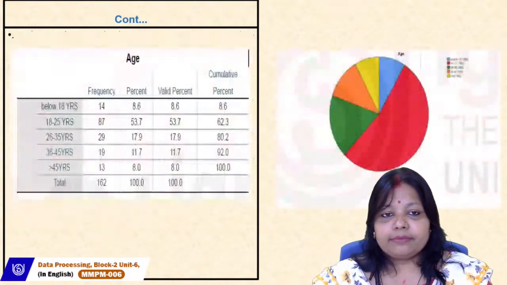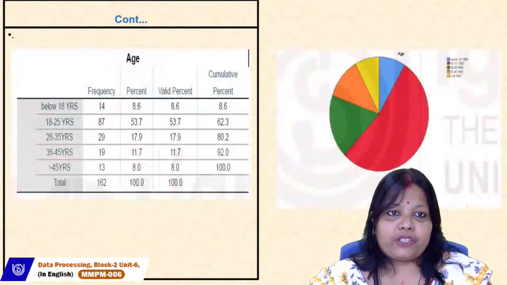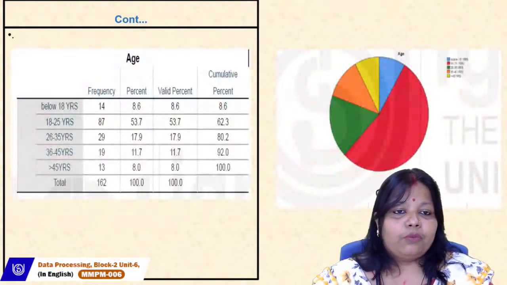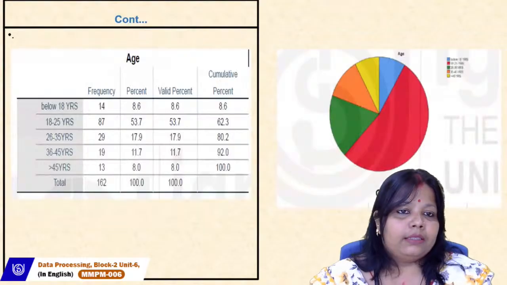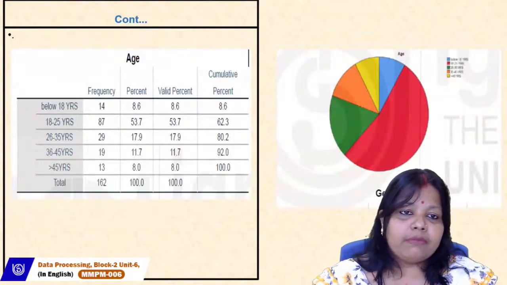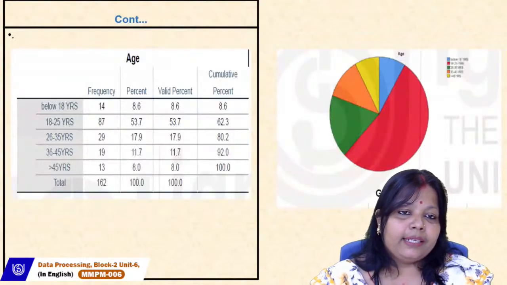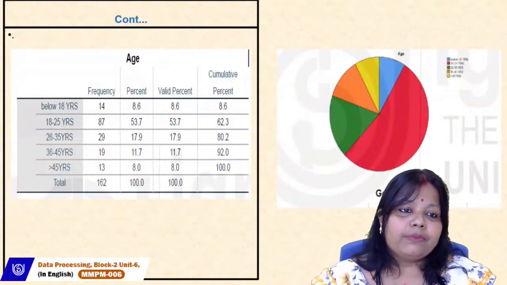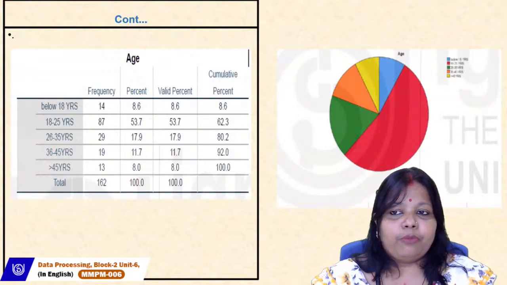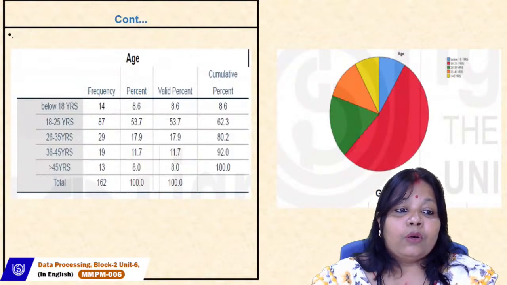Here we can say an age table is given. What is the title of the table? Age. When somebody reads the age, he or she will understand this table is talking about the age of the respondents, from where we have collected the data, or those who are given the data.